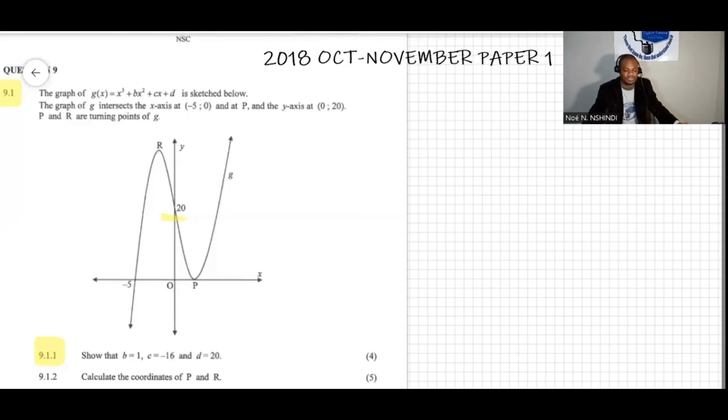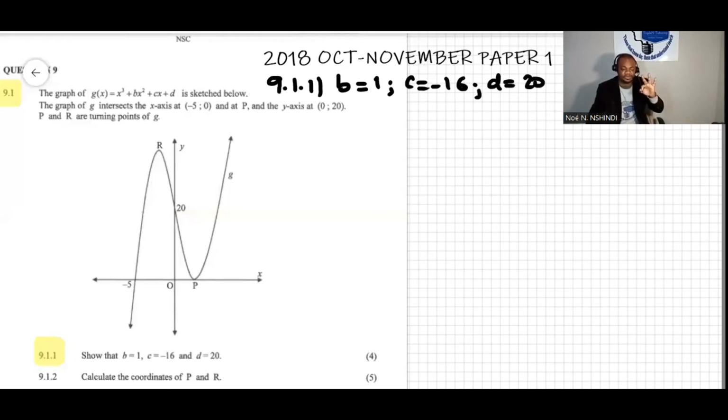So on the right here, question 9.1, we need to prove that b equal to 1, c equal to -16, and then d equal to 20. So when we look at this cubic function here, you know that a cubic function has a maximum of three intercepts, but over here we only have 2 intercepts. I was saying it has a maximum of 3 intercepts. It can be 1 intercept, it can be 2 intercepts, or all the 3 intercepts.